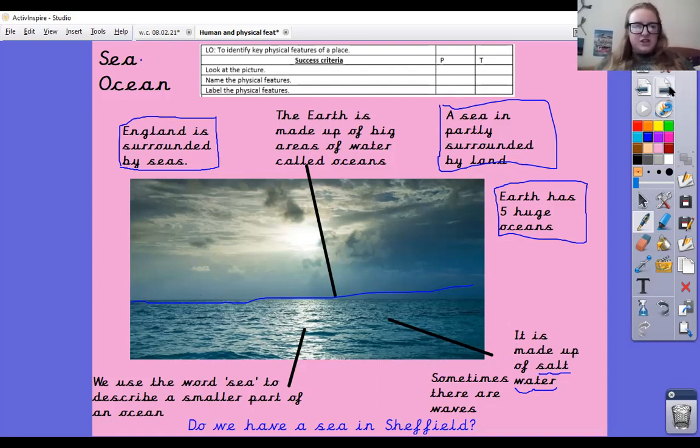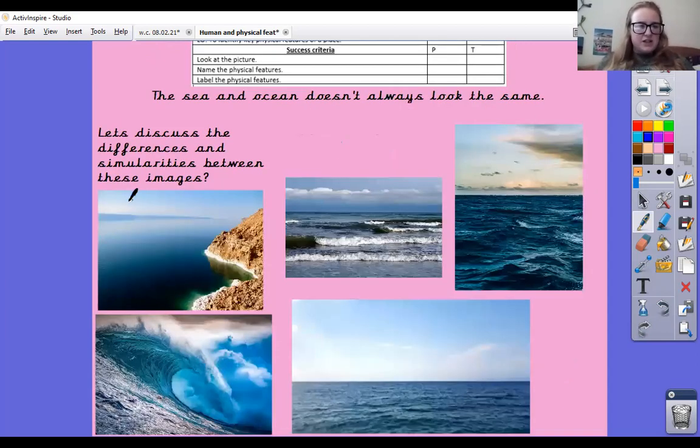Let's have a look at some pictures of some different seas. So here I've got some pictures of different seas. So here, this bit, is this a sea or an ocean? Well, I can see some land here, and I can see land here. So this bit of water is surrounded by land. That makes this a sea because it is surrounded by land.